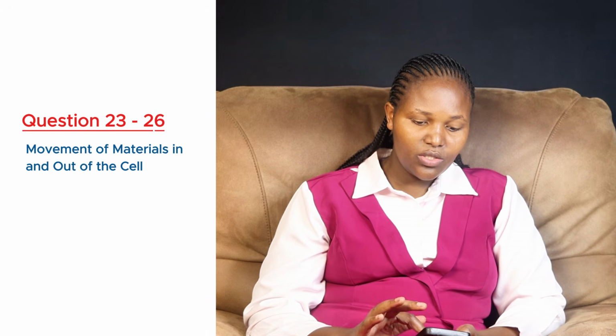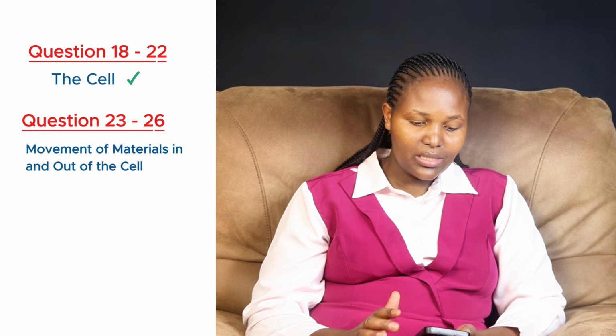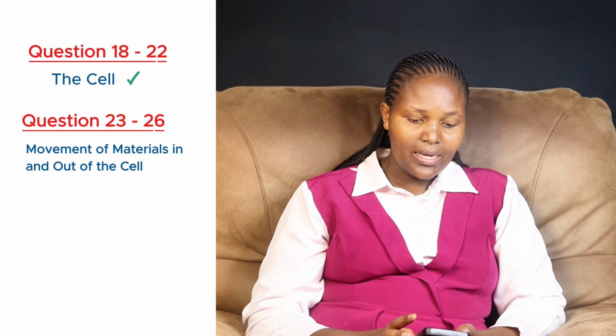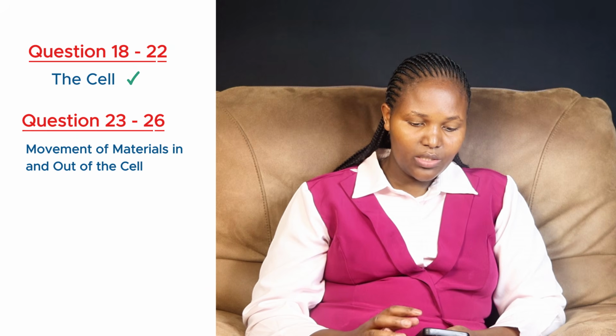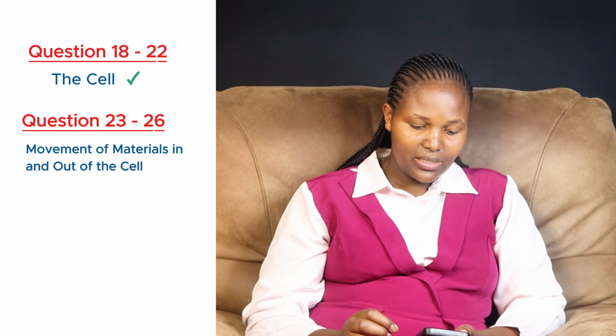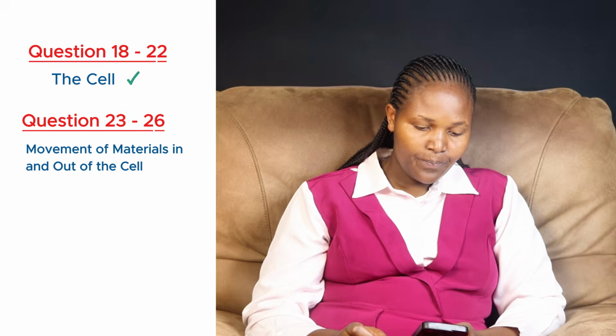So from question 23, by the way, all the way to 26, we are looking at movement of materials in and out of the cell. Note that we have talked about the cell up to question 22. Now we are talking about movement of materials in and out of the cell up to question 26. With that, now we go to question number 23.